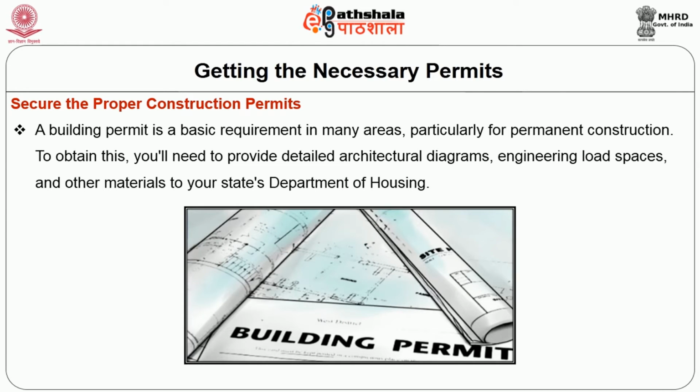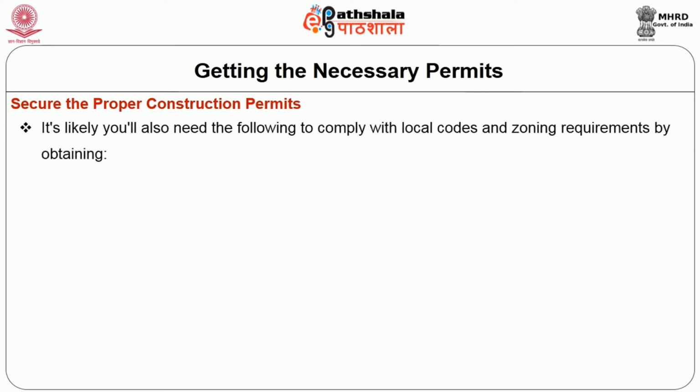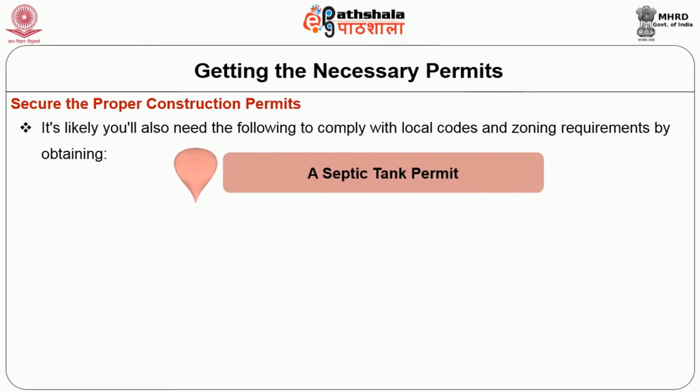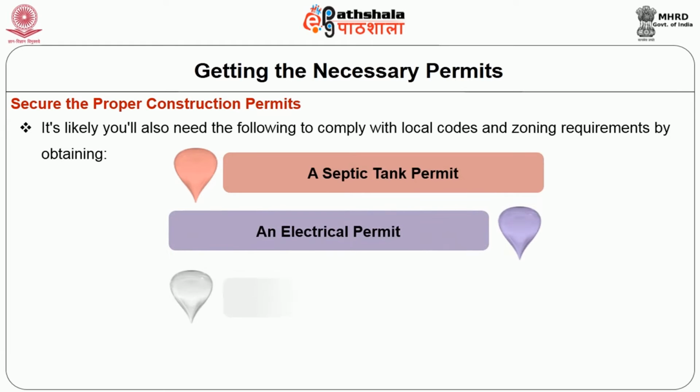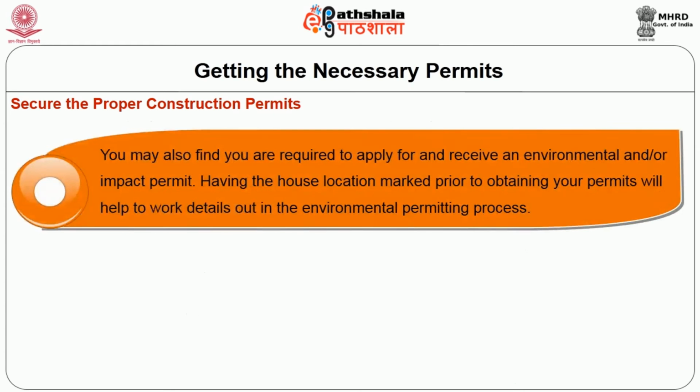To obtain this, you'll need to provide detailed architectural diagrams, engineering load specs, and other materials to your state's Department of Housing. It's likely you will also need the following to comply with local codes and zoning requirements: a septic tank permit, an electrical permit, a plumbing permit, a mechanical, that is air conditioning, permit, and you may also find you are required to apply for and receive an environmental and/or impact permit.